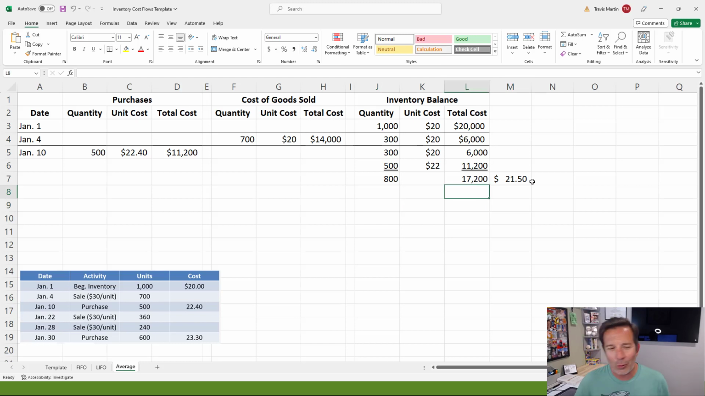My spreadsheet's looking a little weird here because I got that line out that far, but you get the idea. You can format it however you want to. Just keep your numbers in some kind of way that makes sense to you. $21.50, average price of 800 units.